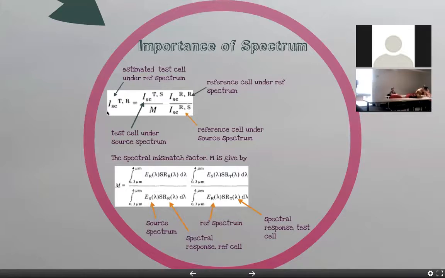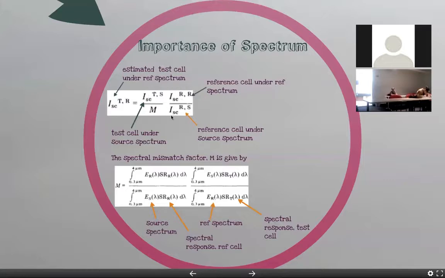That can be estimated by measuring the short circuit current density under a test source spectrum. So that's the test cell under a source spectrum, which is something you have. That's the source you have, that's the cell you have. You stick it under there and measure the short circuit current density. This is something you can measure.